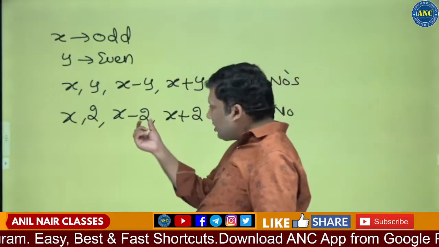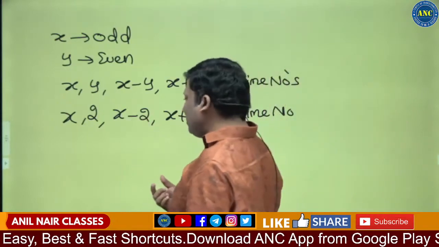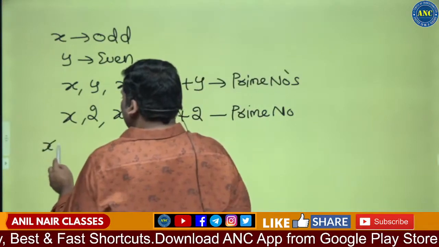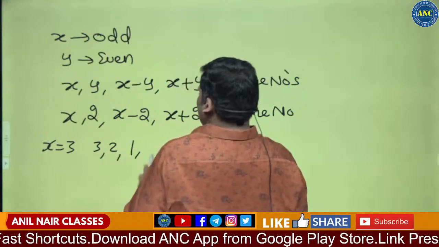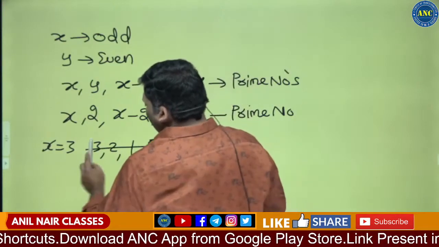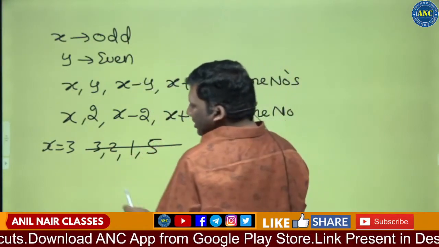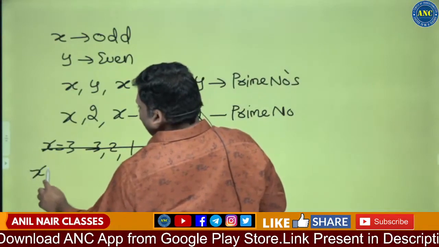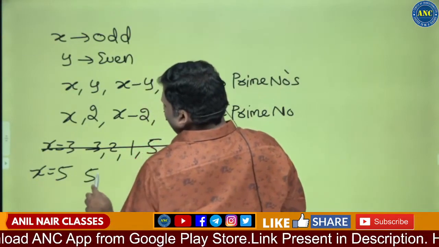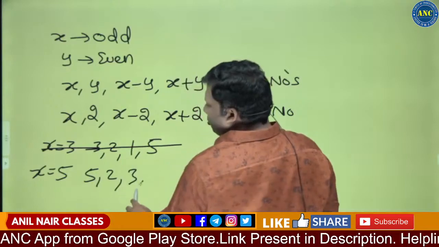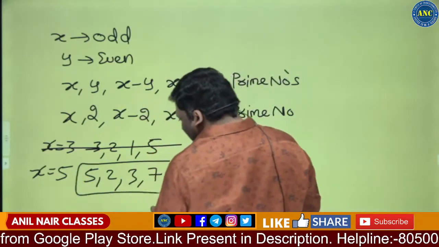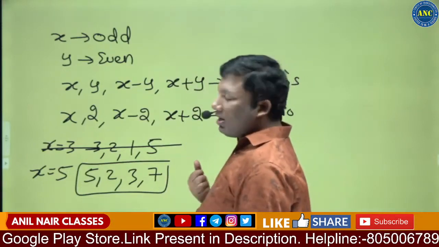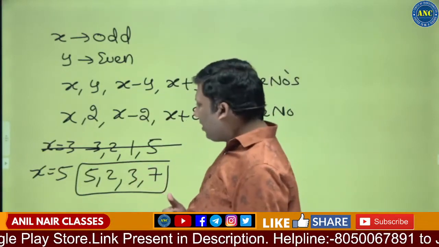What is next? x minus 2 is greater than 0, so x is greater than 2. If I put x equivalent to 3, we get 3 comma 2 comma 1 comma 5. 1 is not a prime number, so x is 3 is not possible. x is 5: 5 comma 2, 5 minus 2 is 3, 5 plus 2 is 7. 2, 3, 5, 7. It is a prime quadruple.